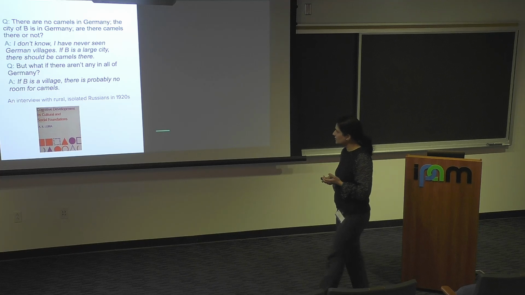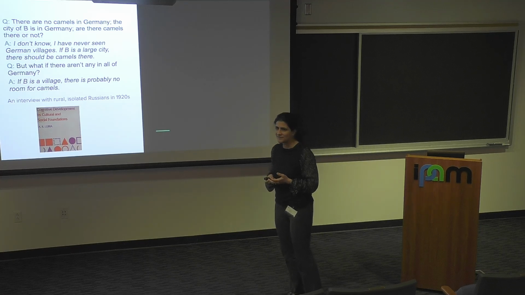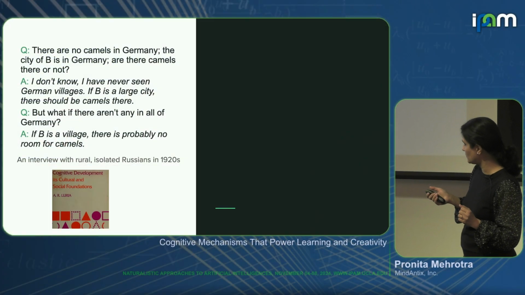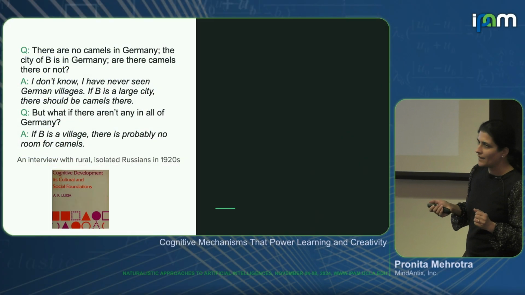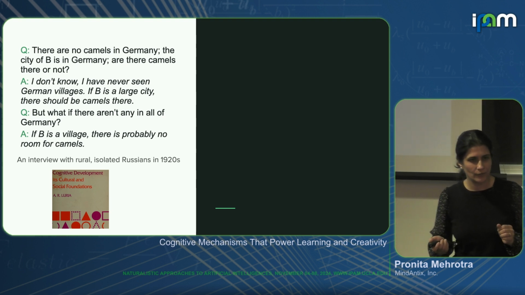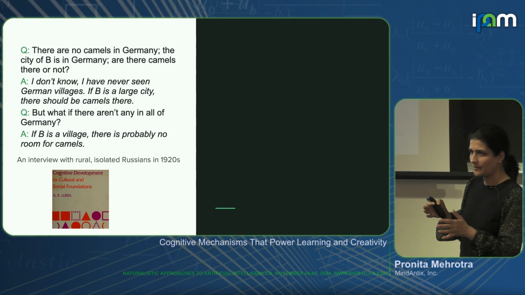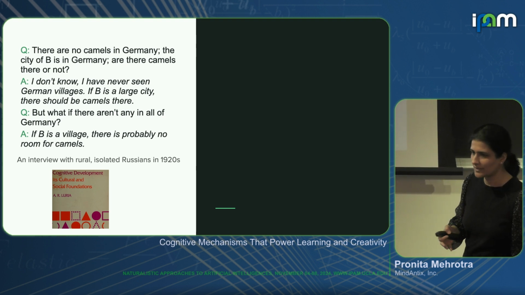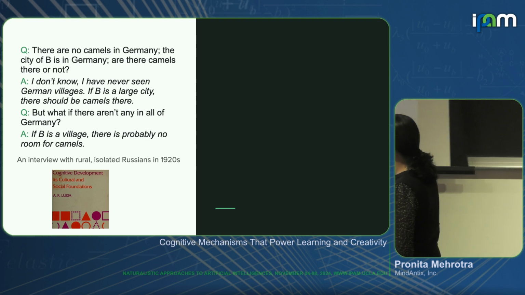So here's an example from another psychologist. A little story. The psychologist Luria, in the 1970s, interviewed a bunch of rural Russians who had been sort of isolated, so they were not really in touch with the whole scientific revolution. And this is a very funny example, right?